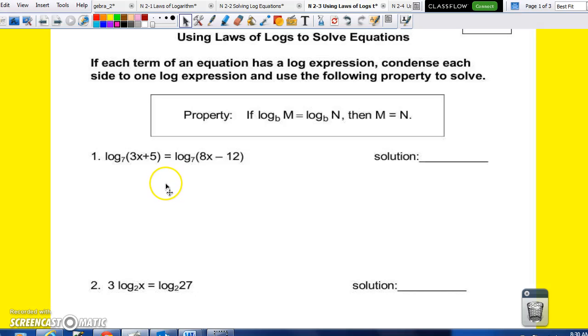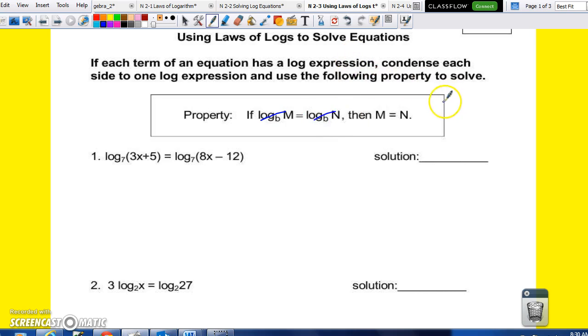Okay, class, today we're going to be using laws of logs to solve equations. So if you look at this, it's telling you that you're going to have to condense each side to one log and then use this property to solve. So the property is simply saying that if I have logs on both sides, my log cancels.